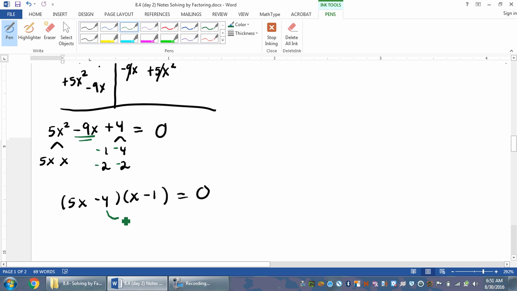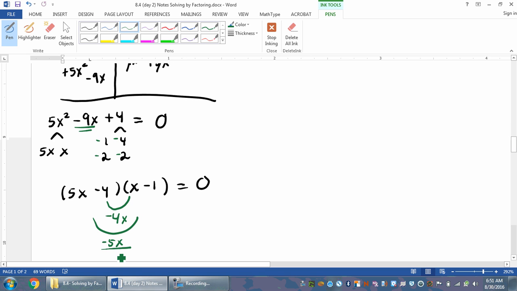Let's double check. Again, I don't know if it's the combination until I do this work in the green, the inners and outers. Negative 4x in my inners, negative 5x in my outers. I add those together, I get negative 9x, which is exactly what I want. Again, this green work is not part of the answer, it's just checking to see which combination to use.